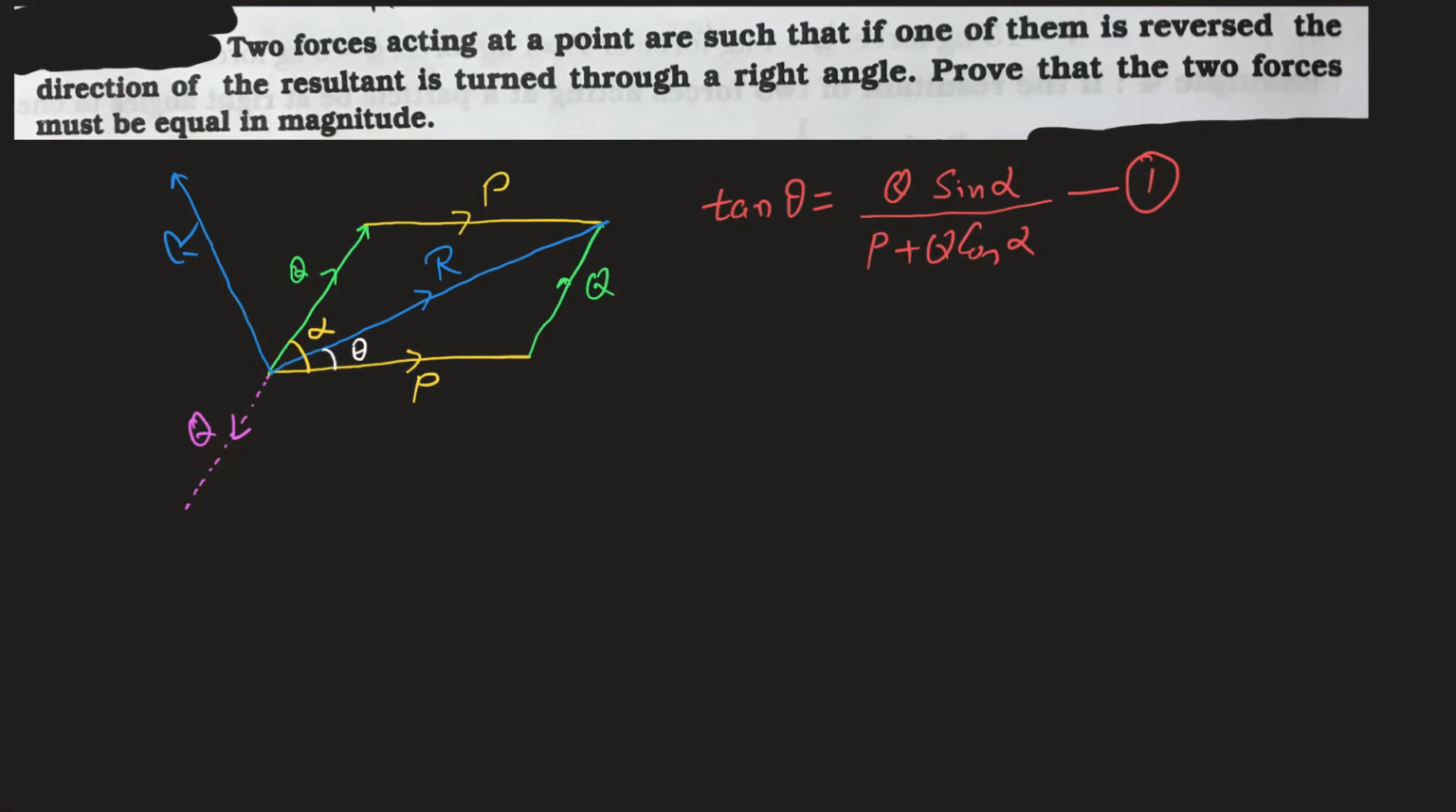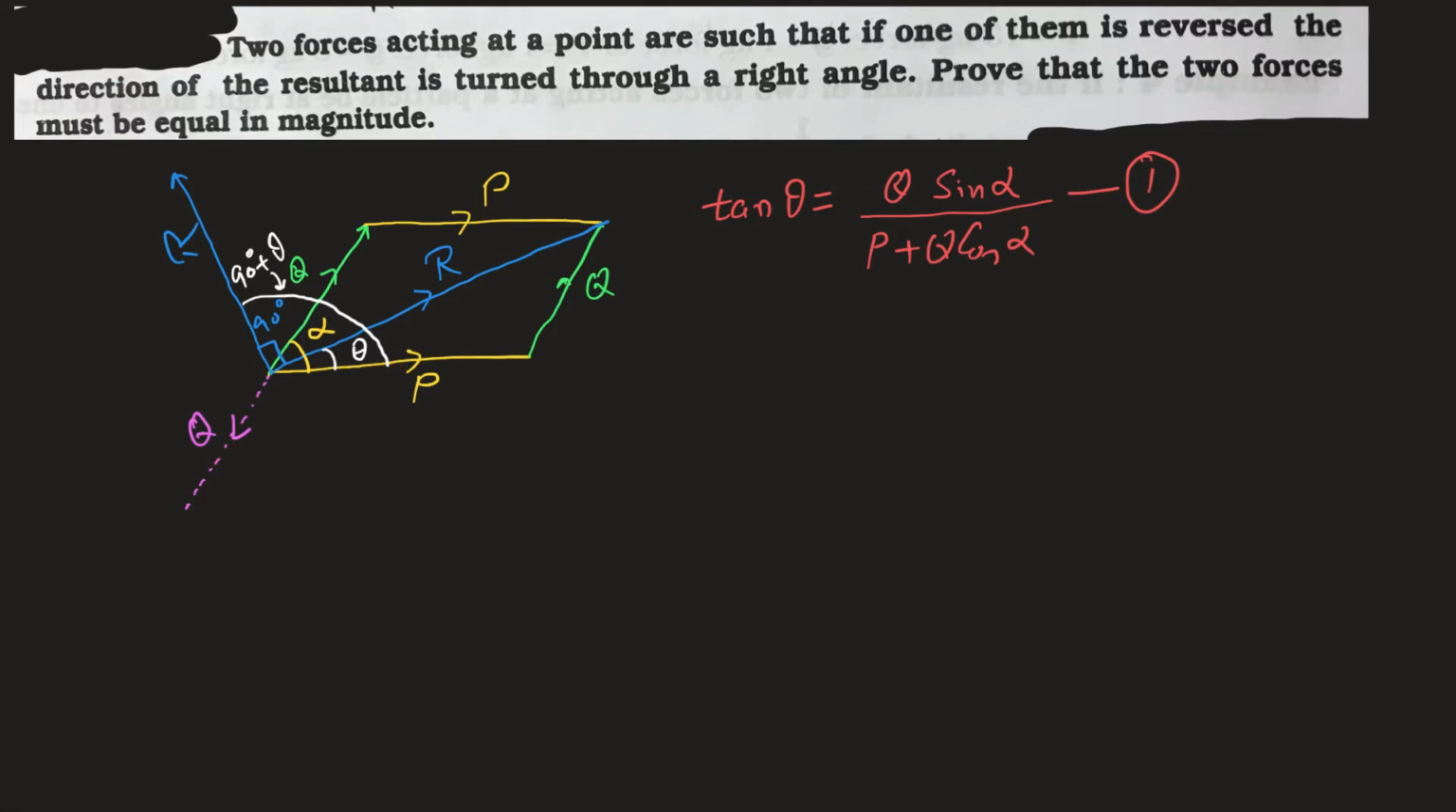But what has happened with the resultant is that it has turned through an angle of 90 degrees. So what is this total angle now? This total angle now is nothing but 90 degree plus theta. So this is this angle. Fine. So let me write the tan theta formula for this second case.